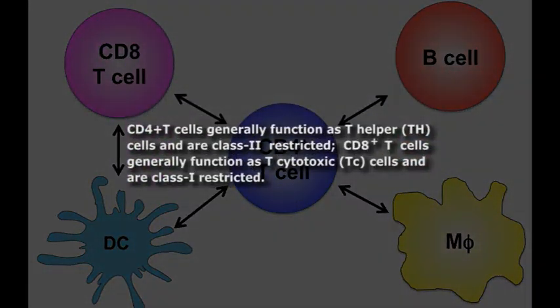The T cell receptor recognizes only antigen that is bound to a particular class of self molecules encoded by genes within the major histocompatibility complex on the surface of antigen presenting cells. T cells expressing CD8, a dimeric membrane glycoprotein, are restricted to recognition of antigen bound to class I MHC molecules. CD4 positive T cells generally function as T helper cells and are class II restricted. CD8 positive T cells generally function as T cytotoxic TC cells and are class I restricted.